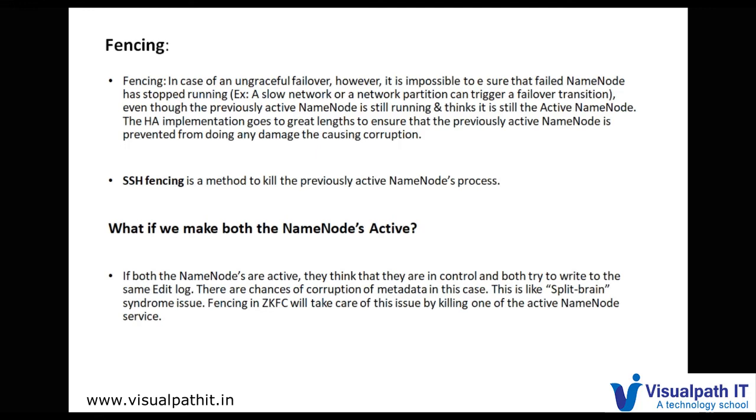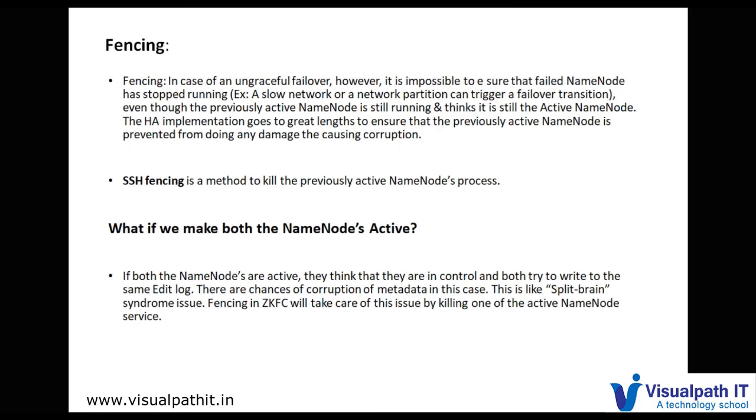It means the Zookeeper failover controller thinks that the name node goes down. They think that it is down, and then they send a signal to the Zookeeper quorum, and the Zookeeper quorum will automatically send the signal to another Zookeeper failover controller. Then the standby name node will come up automatically. But the scenario here is the active name node is still up and running, but for some network reason, it is not sending the heartbeat. So what will happen?